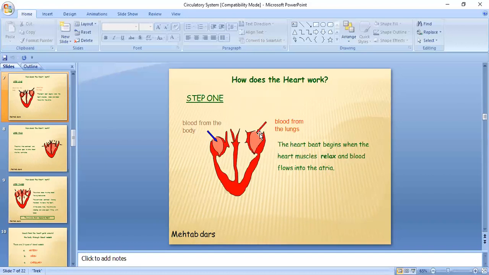The heartbeat begins when the heart muscles relax and blood flows into the atria. Now again you can see the second step.